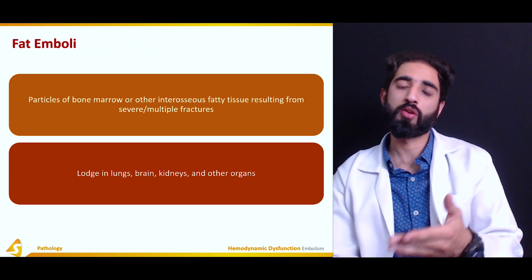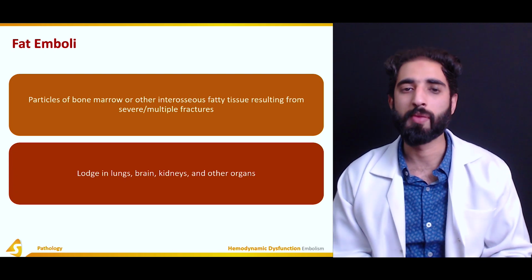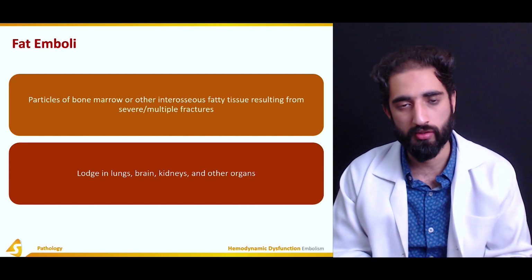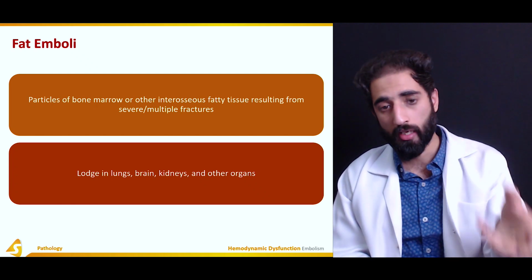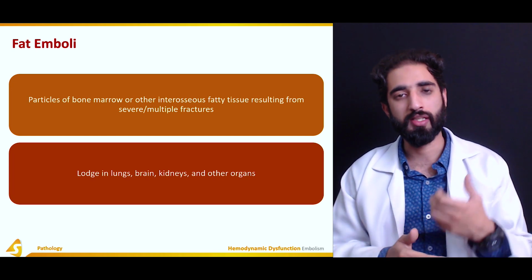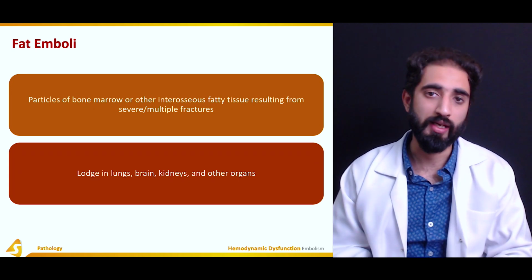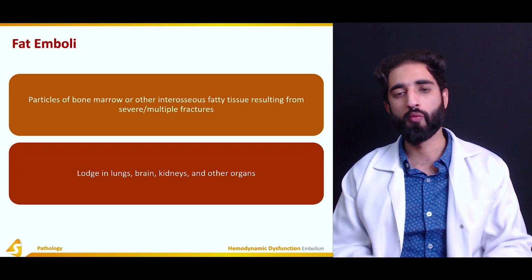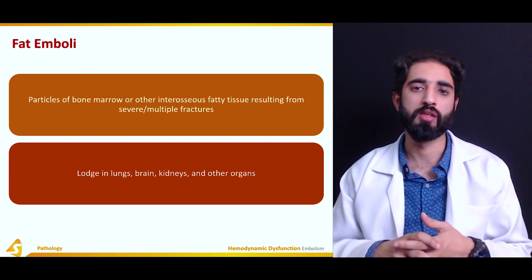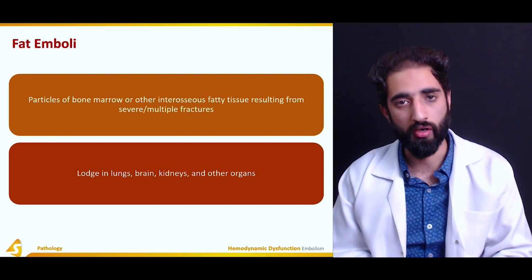Then talking about the other types of emboli, which are not thromboemboli, but they are emboli. So one of them is the fat emboli. As the name suggests, it involves adipose tissue, which comes from the bone marrow. So particles of the bone marrow or other intraosseous fatty tissues result from severe or multiple fractures. So a fracture can result in the formation of emboli as well, which can lodge and occlude the arteries or veins or the circulation in the lungs, brain, kidneys, or other organs.